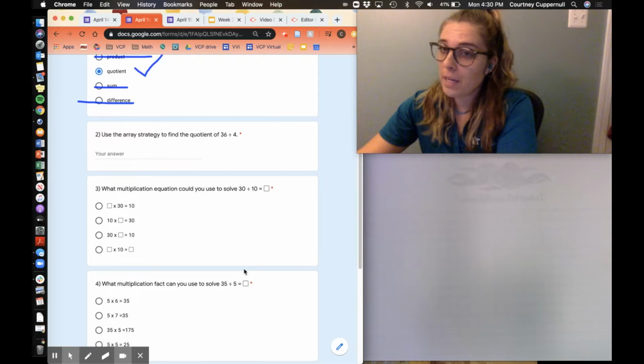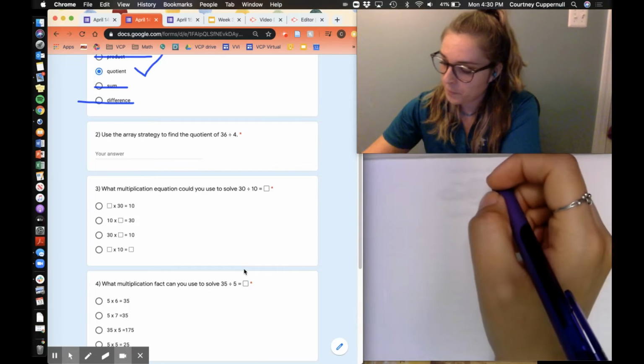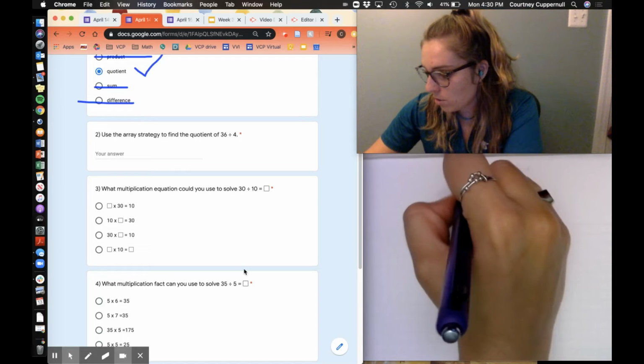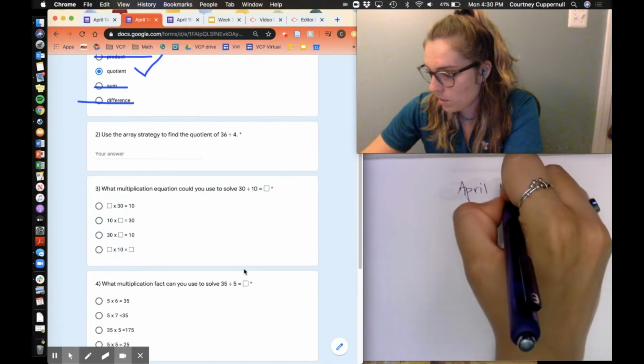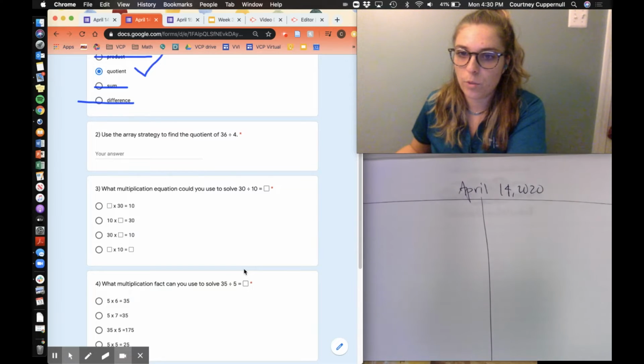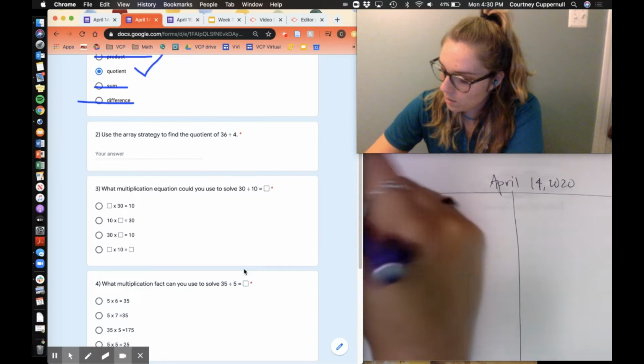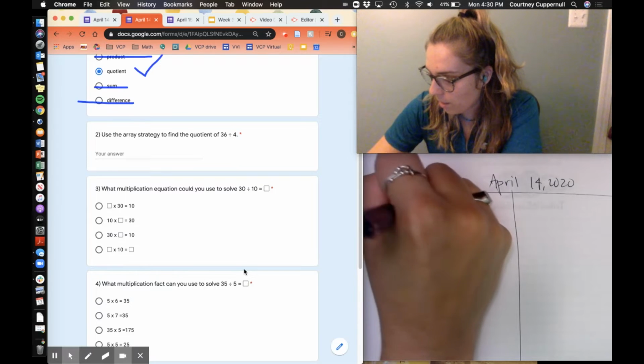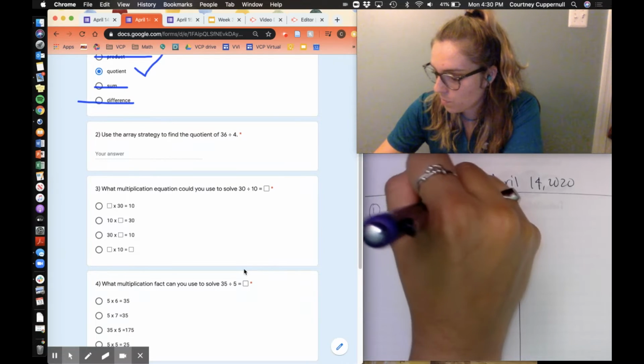Your pencil should be moving as my pencil moves. I forgot to set up my scratch paper, so I'm just going to write that it's April 14th, 2020 at the top. Down the middle, let's rock and roll. So I'm going to remind myself I'm looking at 36 split into 4 groups.